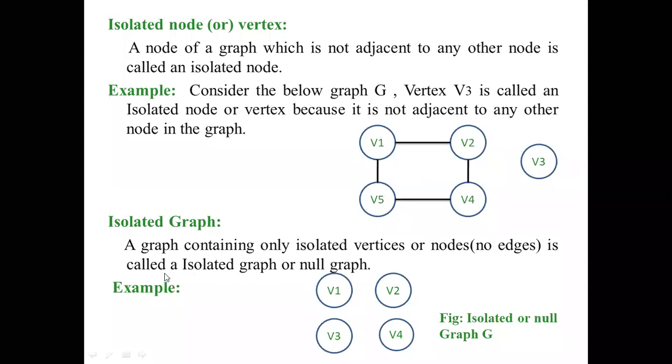Or we simply say that a graph containing only isolated vertices, meaning no edges, is called an isolated graph or null graph. The pictorial representation of an isolated graph is V1, V2, V3, V4. So this is an isolated graph or null graph. A graph containing vertices but no edges is called an isolated graph.